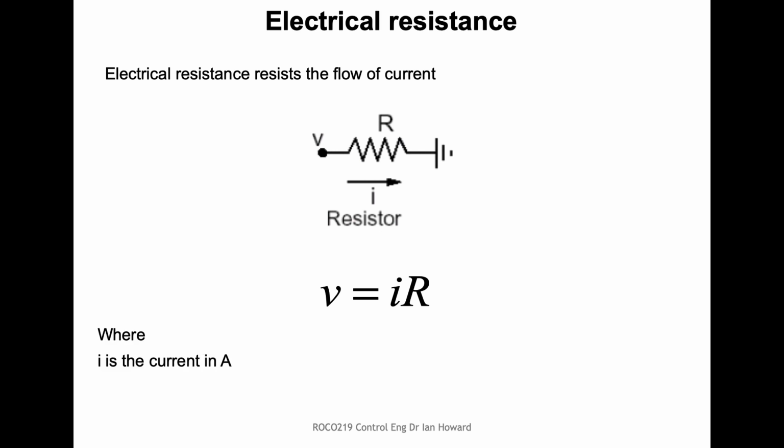And of course we have to use appropriate units, so the current's going to be in amps, the voltage is going to be in volts, and the resistance will be in ohms.